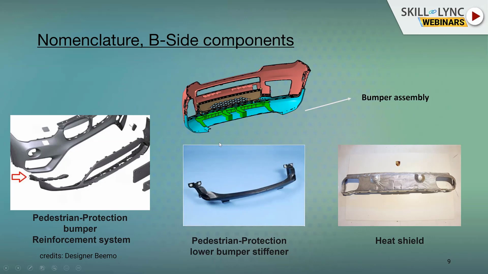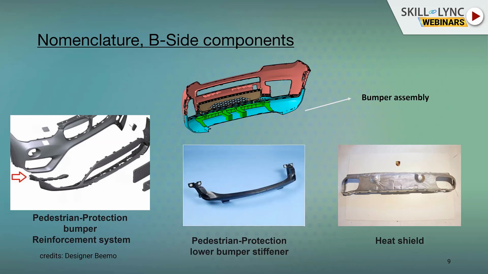The two legs are usually attached to the lower fascia, and the upper part of this one is attached either to the grill or to the upper fascia. The main purpose of this is to stiffen the lower fascia, and at the time of collision or impact, the energy is absorbed by it, and it helps in transferring it to other attachment systems.